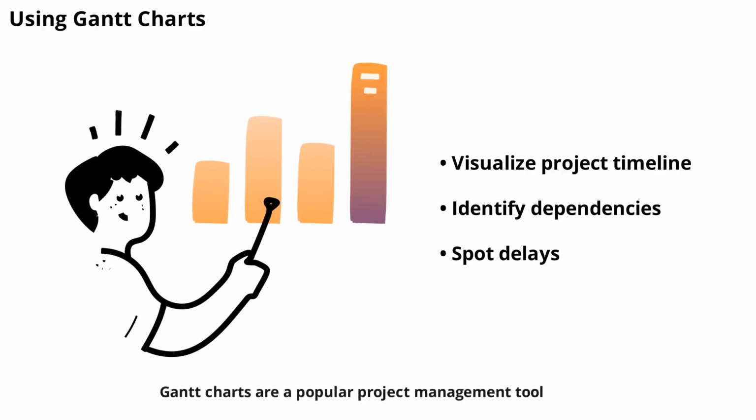Gantt charts are a popular project management tool, and many ATS platforms include them. A Gantt chart visually displays your project timeline, showing when each task starts and ends. This helps you plan resources, identify dependencies, and spot potential delays. Encourage your team to use Gantt charts for a clear overview of the project schedule.